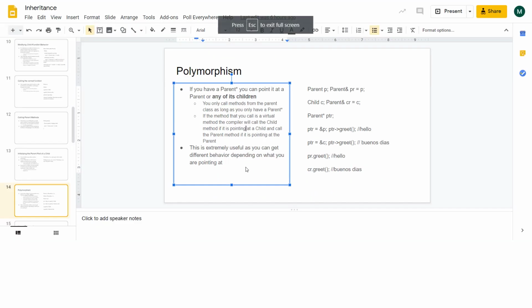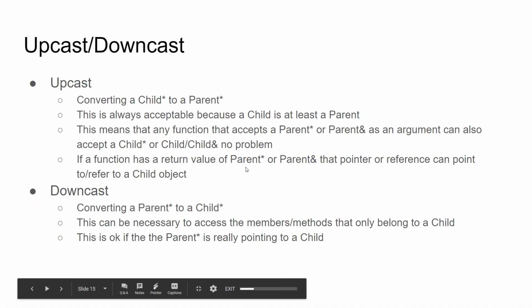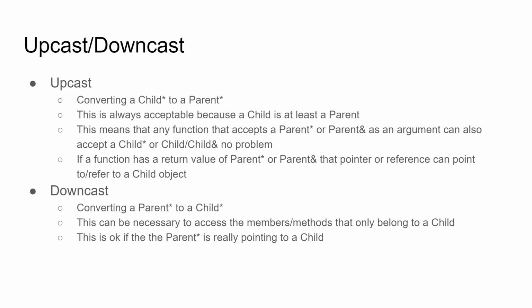So what you're going to hear if you're working with pointers and inheritance, you're going to hear about an upcast and a downcast. An upcast is when you convert a child pointer to a parent pointer, and this is always acceptable because a child is always at least a parent. It always has at least the parent parts. This means that any function that accepts a parent pointer or a parent reference as an argument can also accept a pointer to a child or a child reference at no problem whatsoever. If a function has a return value of parent pointer or parent reference, that reference that gets returned can point to or refer to a child object.